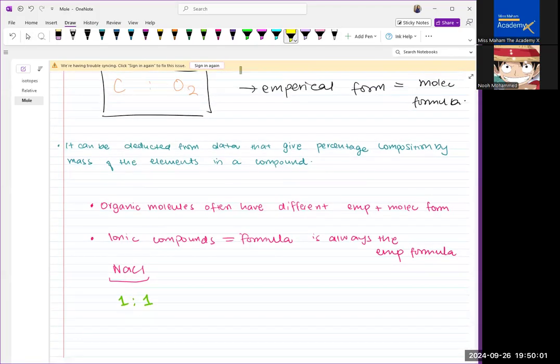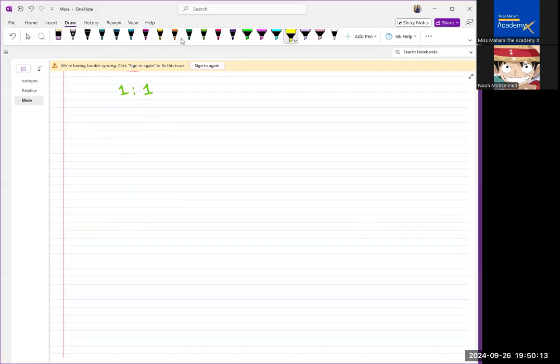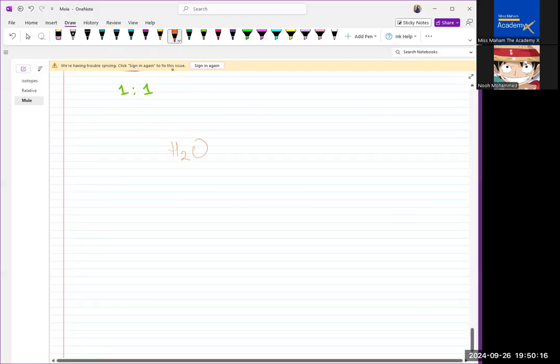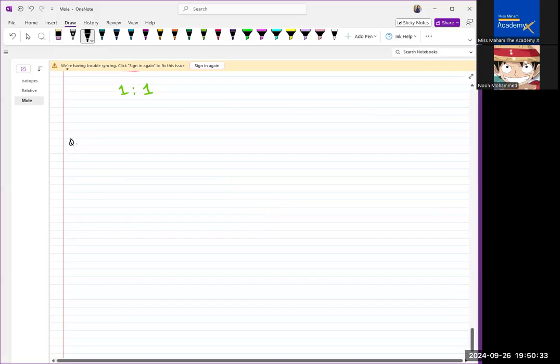Now, this statement: the empirical formula can be deduced from data that give percentage composition by mass of the elements in a compound. This means that if they've given you data, for example, if I have a compound H2O and they tell me hydrogen is 60%, oxygen is 40%, this data should be enough for me to calculate the empirical formula. So let's look at an example of this.